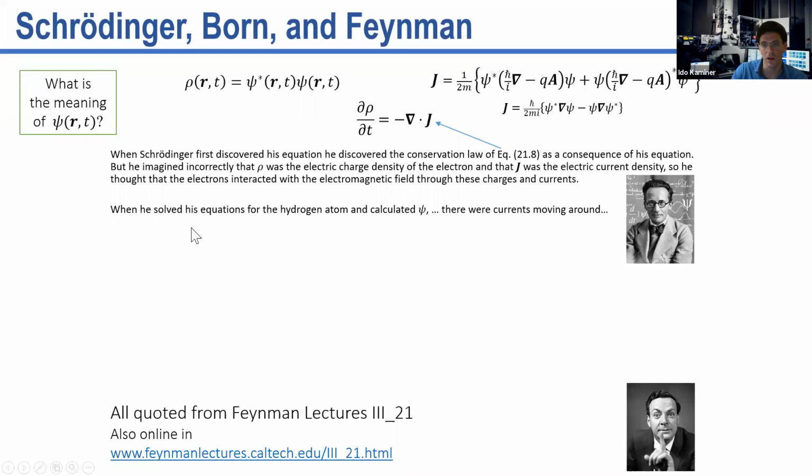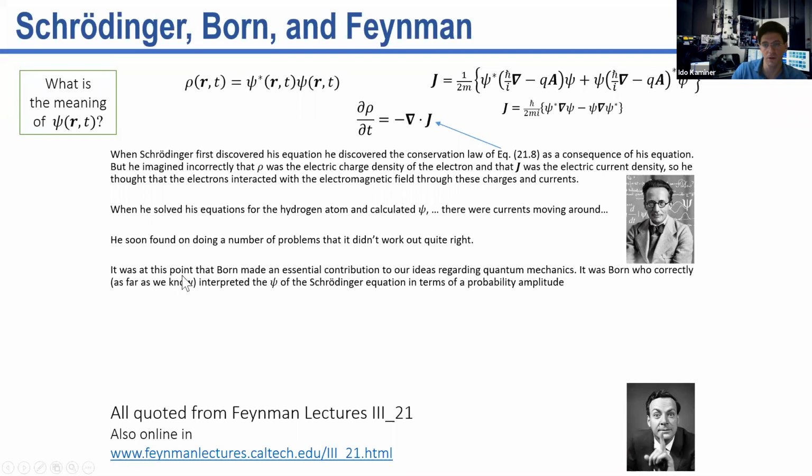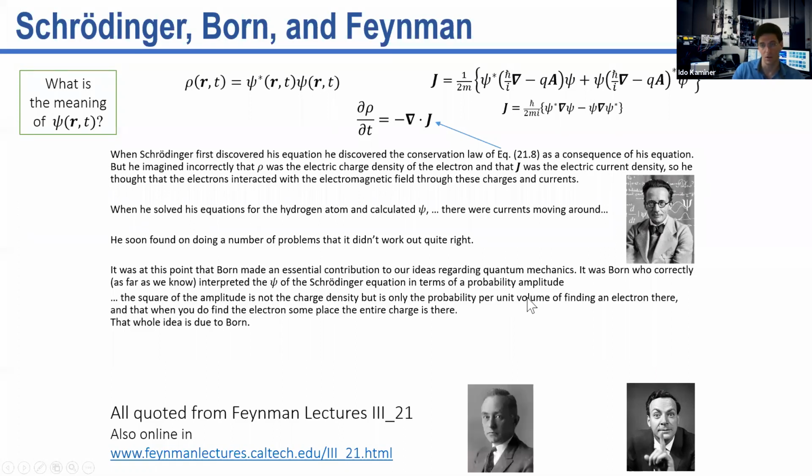And then when he actually solved these equations for the hydrogen atom, there were currents moving around, and he soon found on doing a number of problems that it didn't work out quite right. And then Feynman adds that it was at this point that Born made the essential contribution to our ideas regarding quantum mechanics. It was Born who correctly, as far as we know, interpreted the psi of the Schrödinger wave function in terms of probability amplitudes.